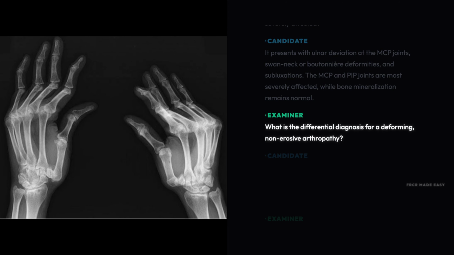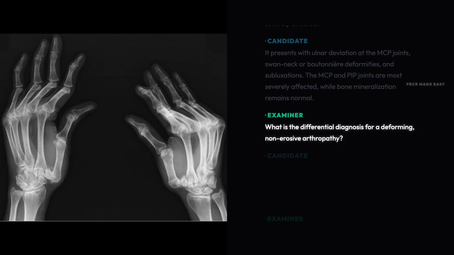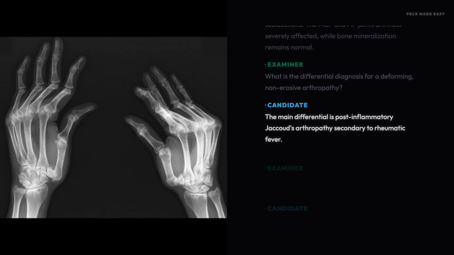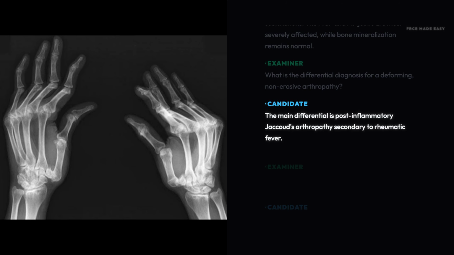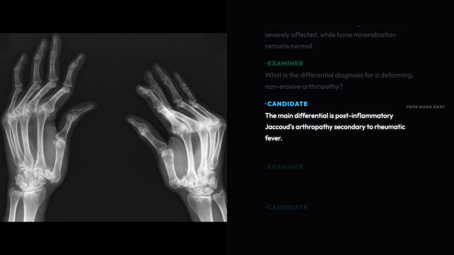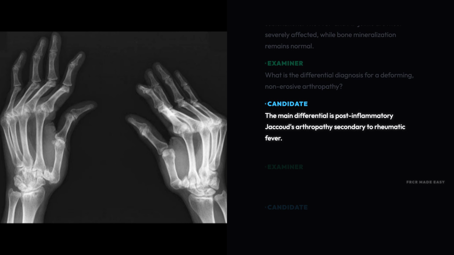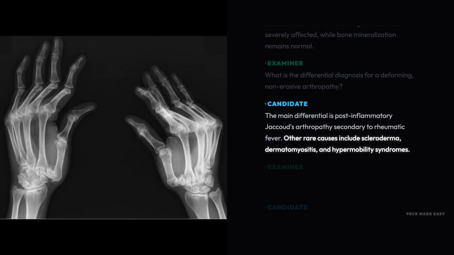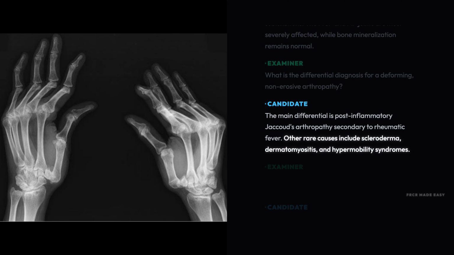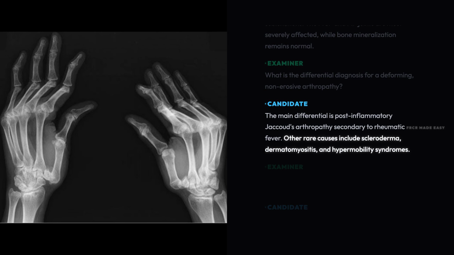What is the differential diagnosis for a deforming, non-erosive arthropathy? The main differential is post-inflammatory Jacquard's arthropathy secondary to rheumatic fever. Other rare causes include scleroderma, dermatomyositis, and hypermobility syndromes.